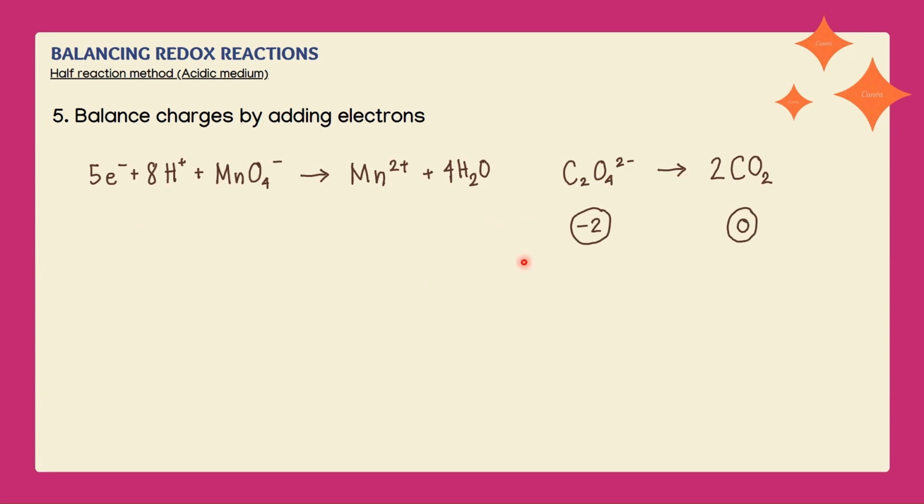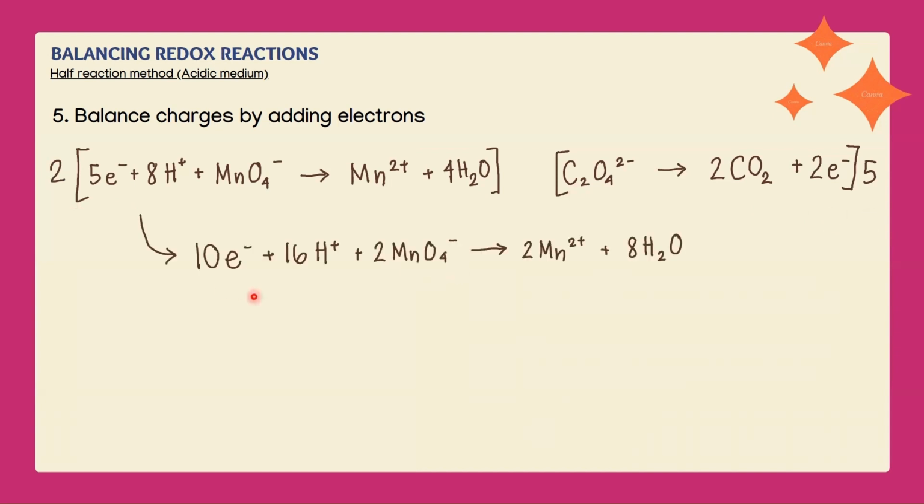While here, we have a total of negative 2 charge on the reactant side, and we have no charge on the product side. The transition from a negative charge to 0 charge indicates that we have lost 2 electrons. And so we add 2 electrons on the product side. Then we need to make the number of electrons equal for both reactions. And so we multiply the whole equation here by 2, while we multiply the whole equation here by 5. And thus, both of the reactions will have 10 electrons.